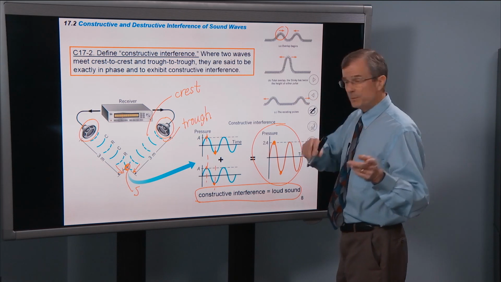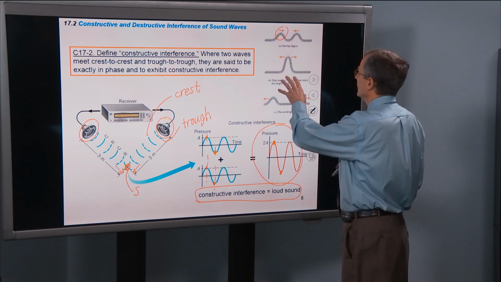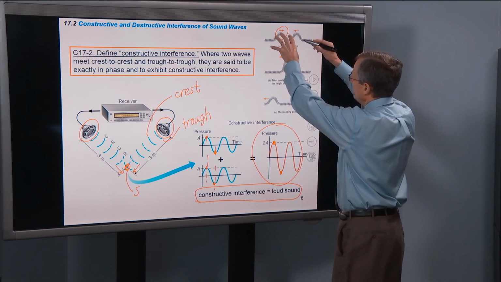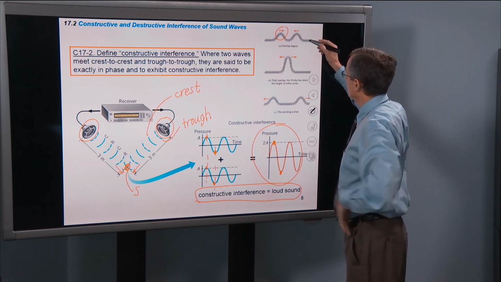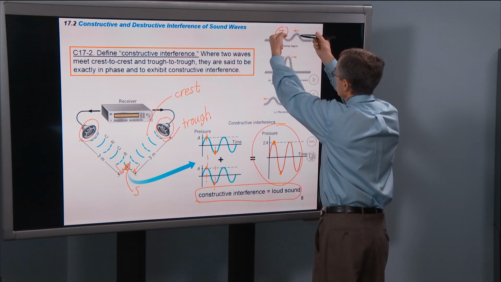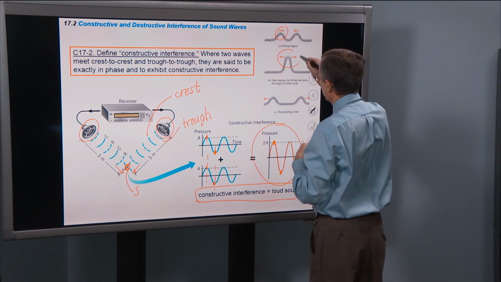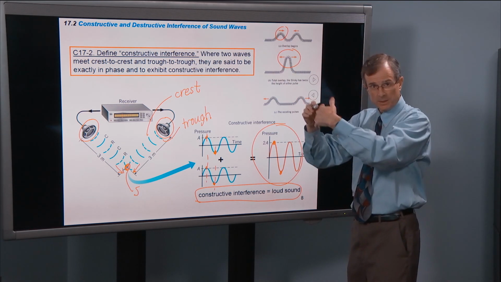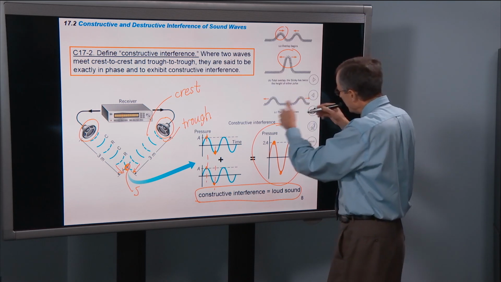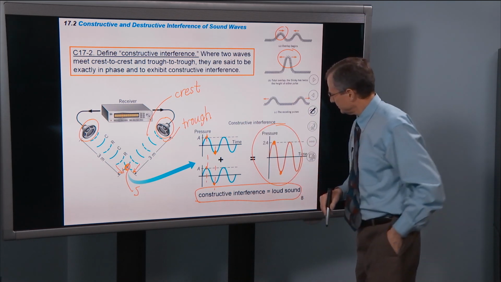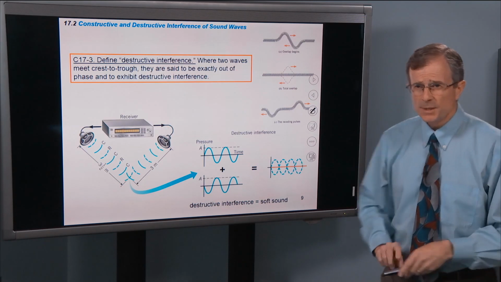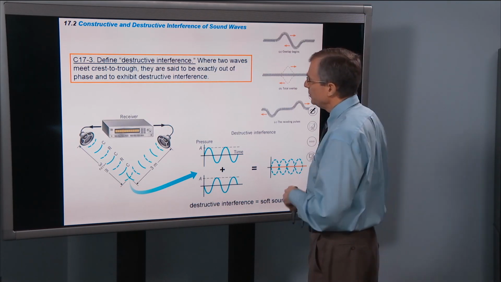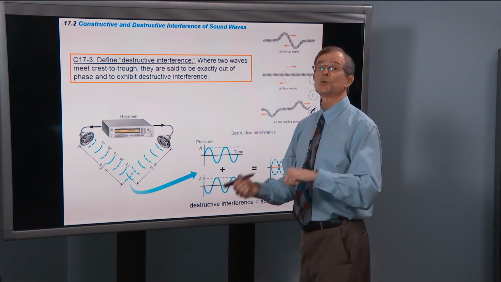With the example that we did in the previous section, this is an example of constructive interference. These two crests are arriving at the same time. They add up to create a bigger crest, and then they pass right through each other. That's constructive interference. Destructive interference is where two waves meet crest to trough.